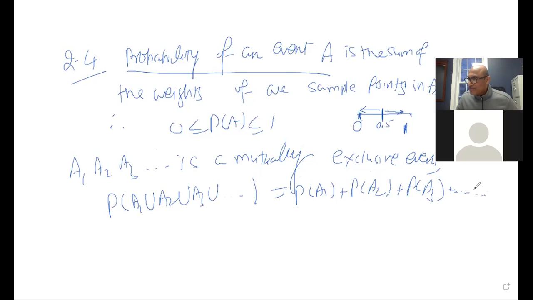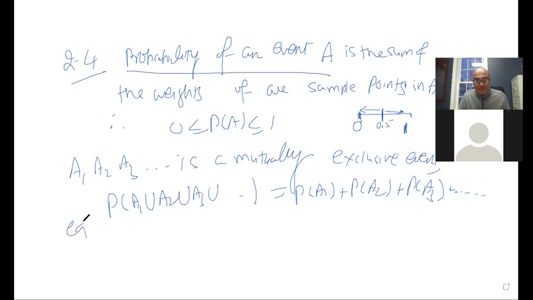So that's how you can get the probability of A1, A2, and A3. Right, guys? Good.